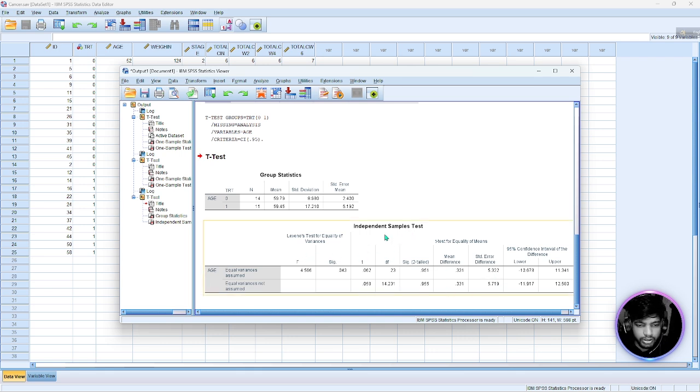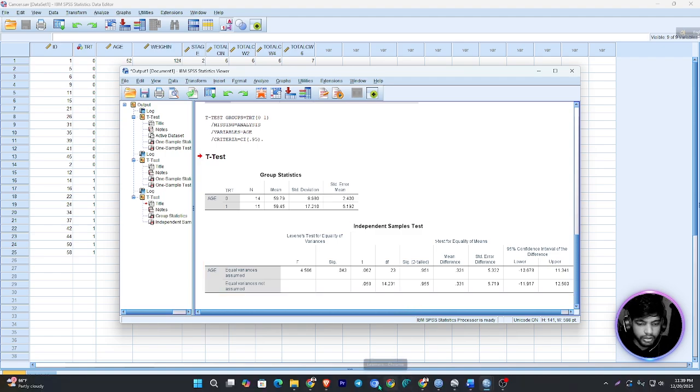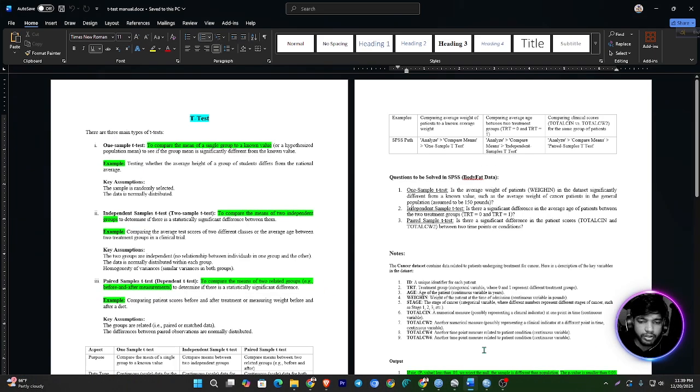Here is the independent t-test. The value of the t-test is 0.062, and the degree of freedom is 24. It is more than 0.05, that means we have to reject our null hypothesis. And this was for the second problem.